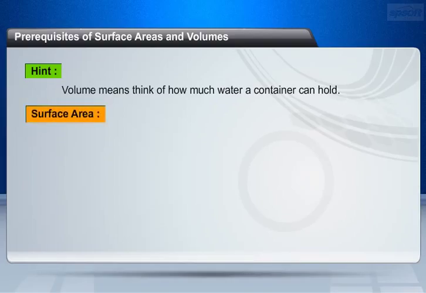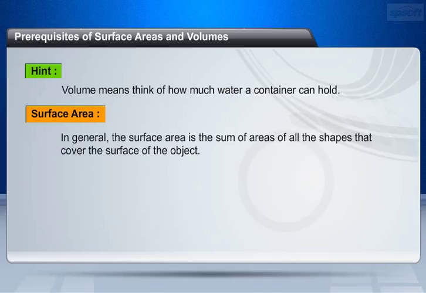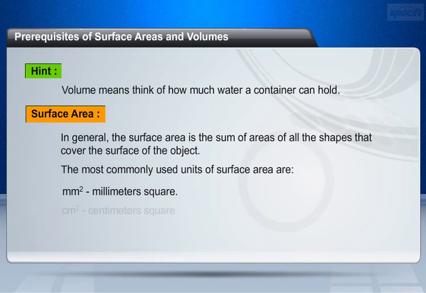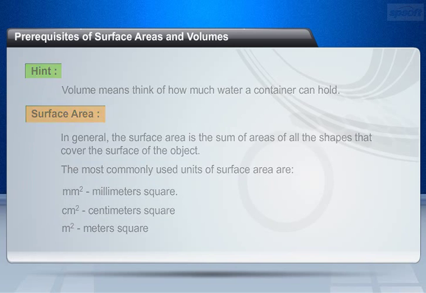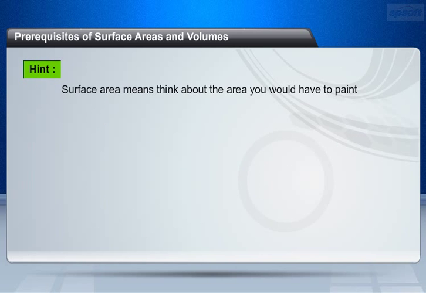Surface area. In general, the surface area is the sum of areas of all the shapes that cover the surface of the object. The most commonly used units of surface area are millimeter square, centimeter square, meter square. Hint: surface area means, think about the area you would have to paint.